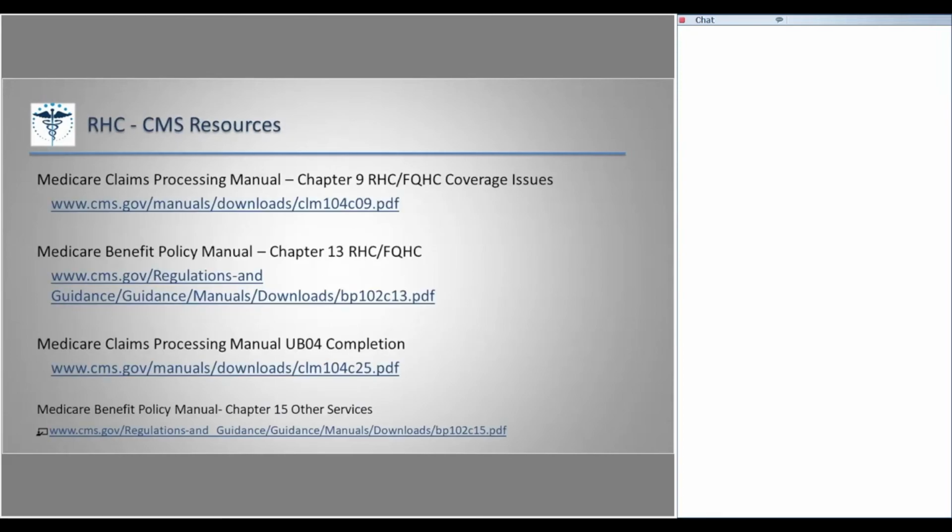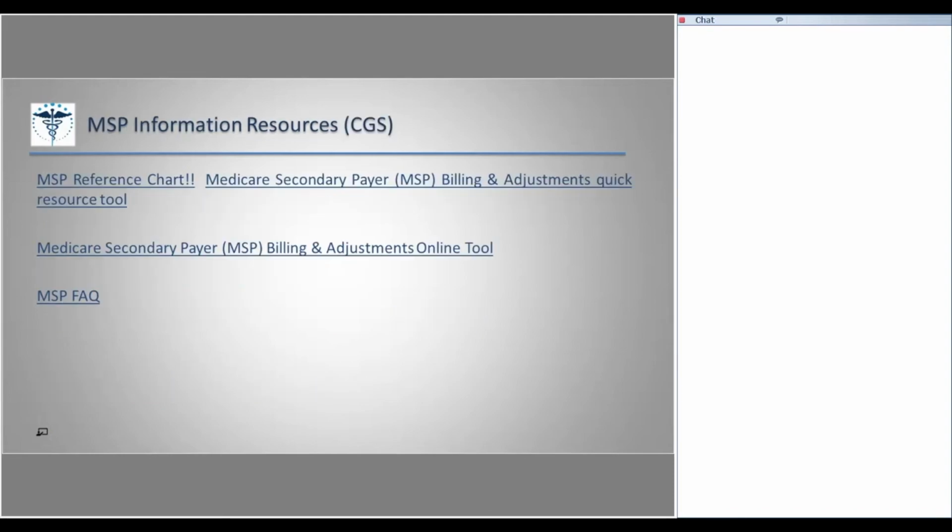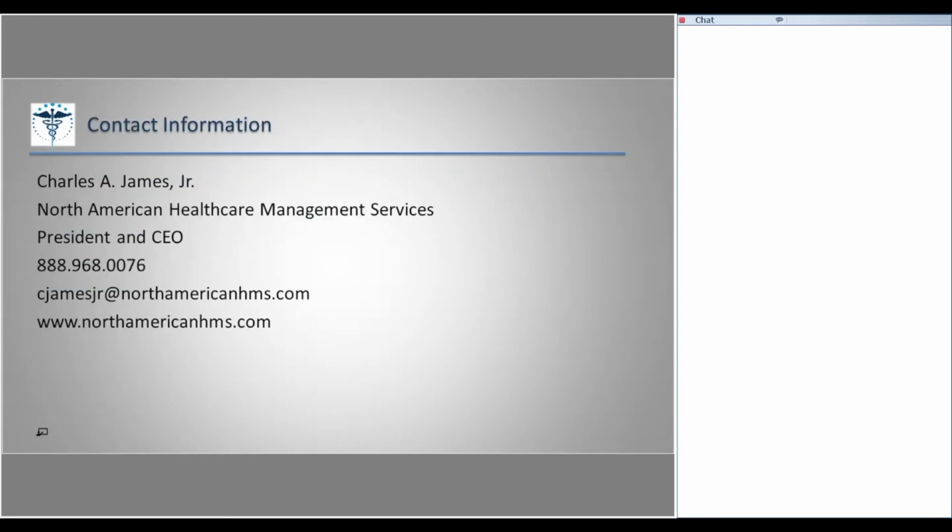I've included a lot of resources in here. Particularly, I want to point out that Chapter 15, Other Services, is the place to go when you're struggling with how Medicare covers podiatry or chiropractic or optometry, for example, so how we could offer that in our rural health clinic. Then there's the virtual communication FAQ. If you're looking for anything related to survey, go to the State Operations Manual, Appendix G. Our provider-based rules are at 413.65. A couple of good reference charts are there. I just put the links in here, and then there's my contact information.